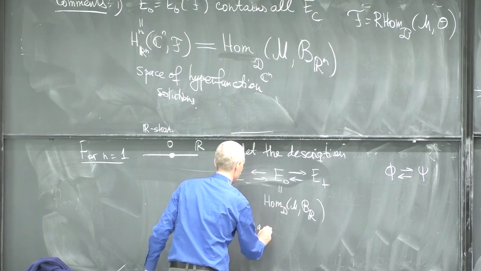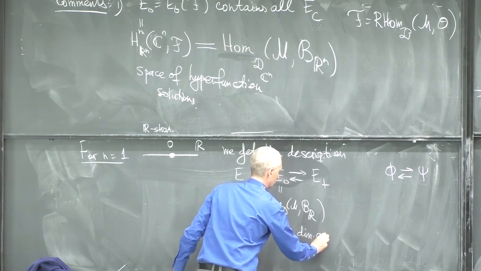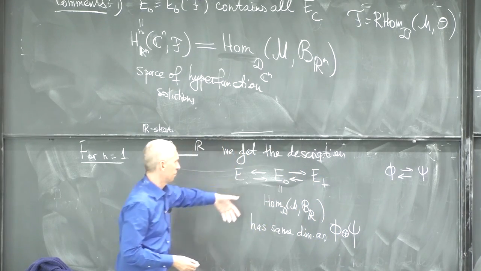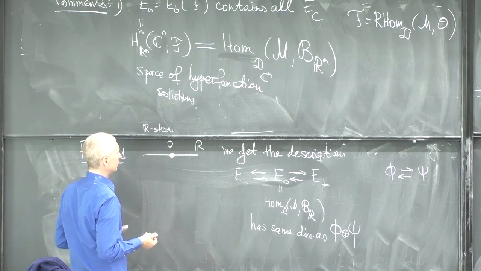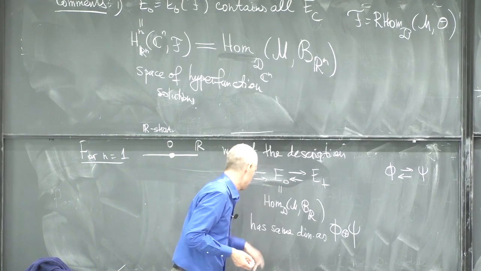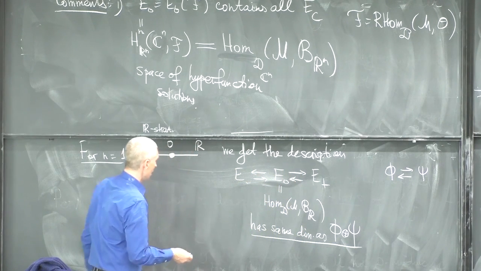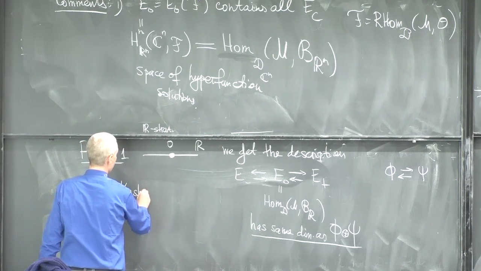So it has the same dimension as phi plus psi, but is not canonically identified with the direct sum. There are two identifications, and none of them is better than the other. And this identification of dimensions was, in fact, or can be found already in Kashiwara's master thesis of 1971.